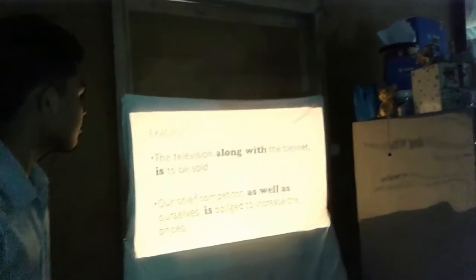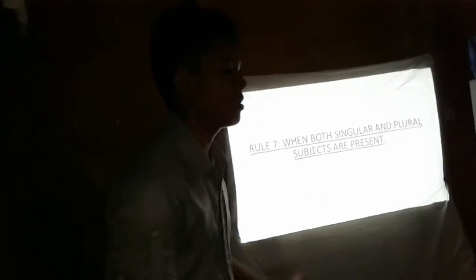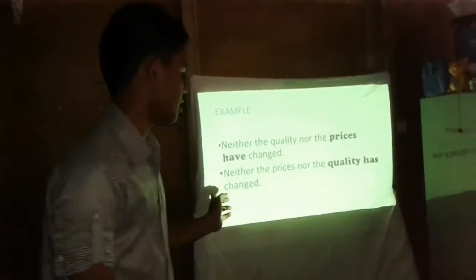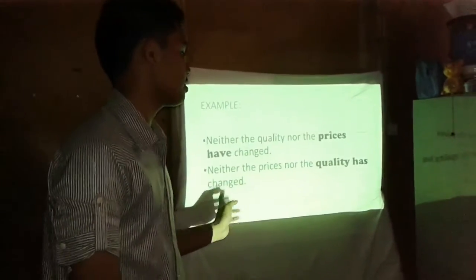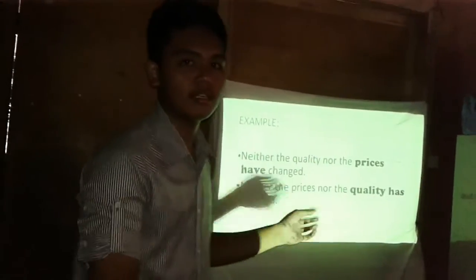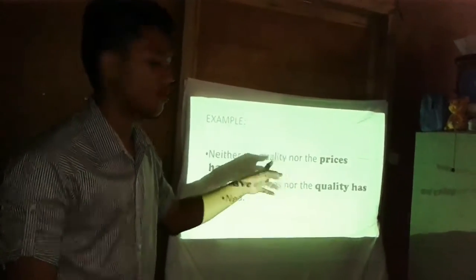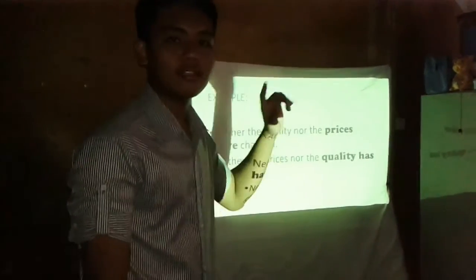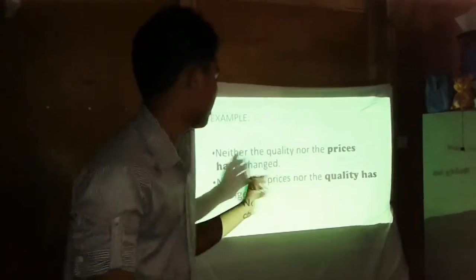Next rule. Rule number seven, when both singular and plural subjects are present. For example, neither the quality nor the prices have changed. Neither the prices nor the quality has changed. The prices and the quality are just being transposed, or changed in position. The difference is what we use in the verb.